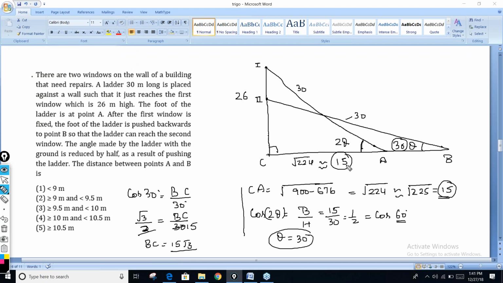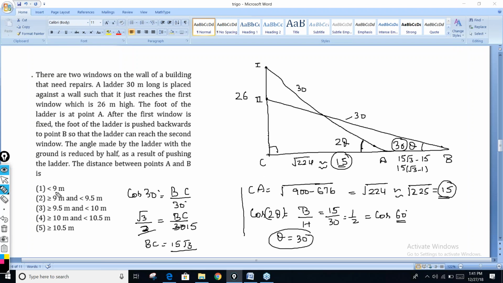So the complete length is 15 root 3 and this length is 15. So we need to find out the length of AB. The AB length will be 15 root 3 minus 15. The complete length is 15 root 3. This is 15. So the length of AB will be 15 root 3 minus 15. That is 15 into root 3 minus 1.